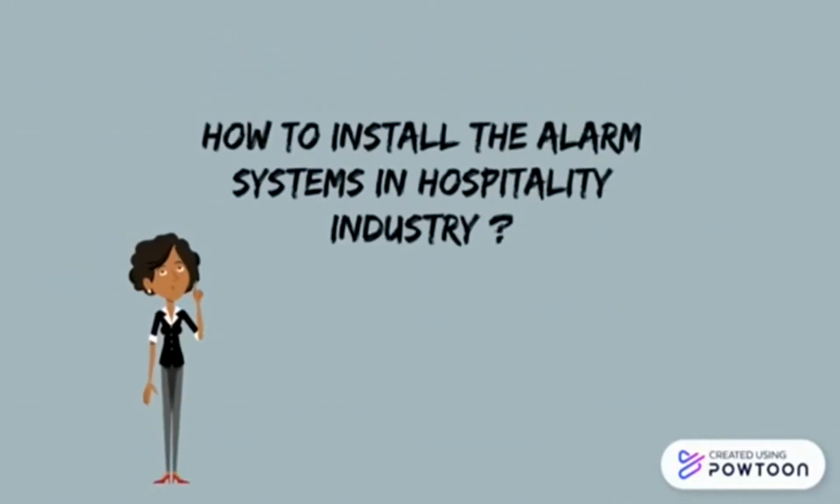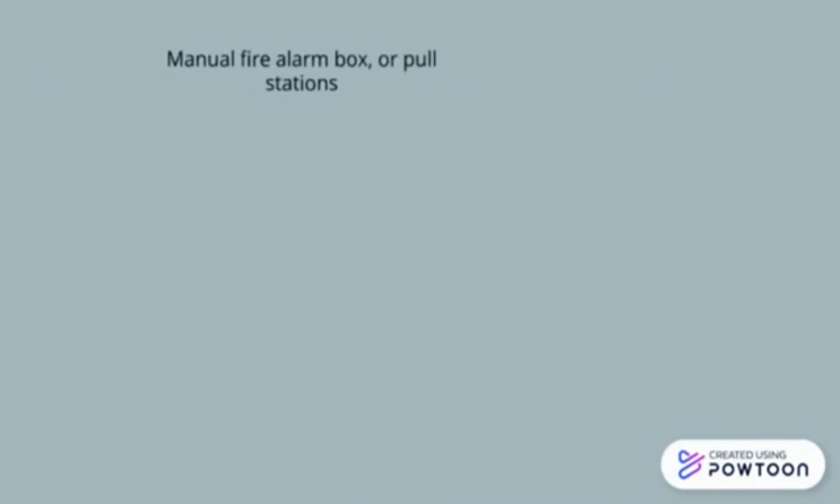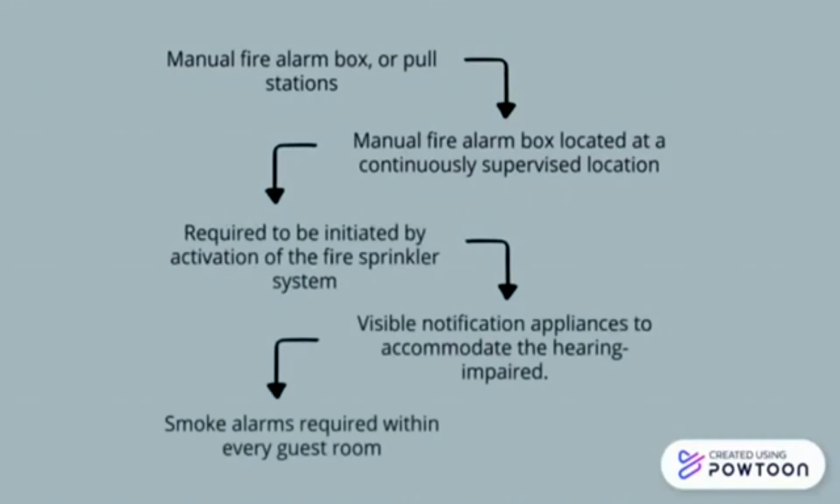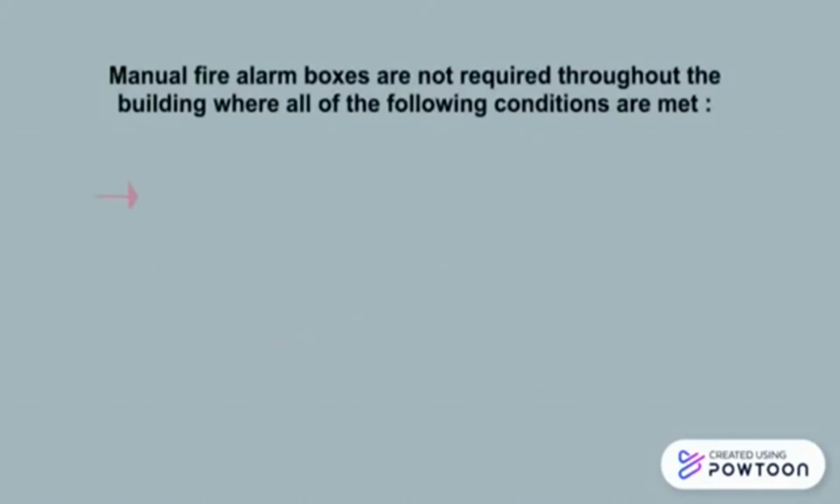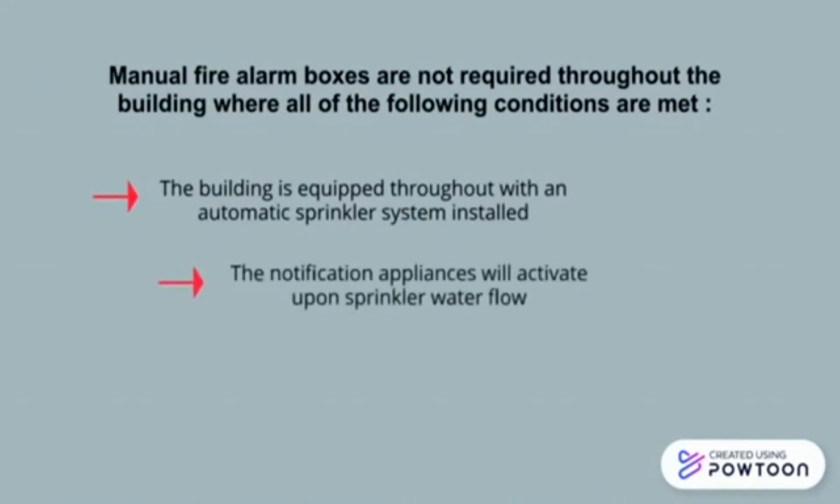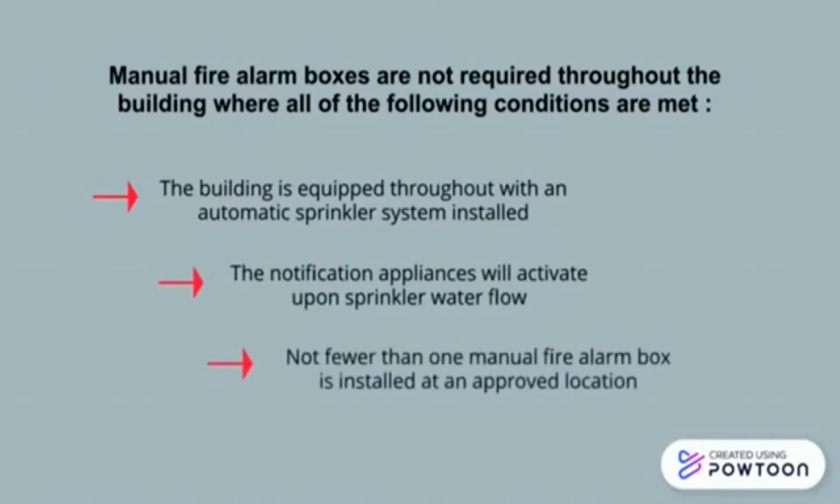How to install the alarm system in the hospitality industry? Manual fire alarm boxes are not required when the building is equipped throughout with an automatic sprinkler system installed. The notification appliance will activate upon sprinkler water flow. Not fewer than one manual fire alarm box is installed.